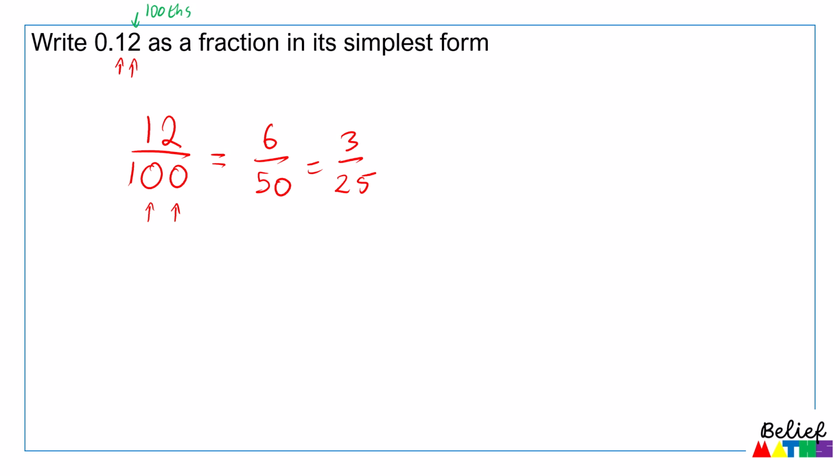So because it's in the hundredths column, it means it's over 100. So we look at the last digit and figure out what column that's in, and that tells us it's in the hundredths column, which tells us what our denominator is. And then obviously simplifying, we're just looking at what we can divide by. So in this case, we divided by 2, and then we divided by 2 again, and there's nothing else that works. So that's it in its simplest form.